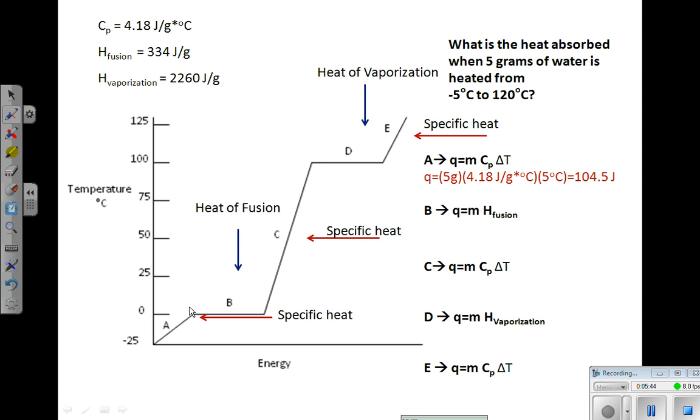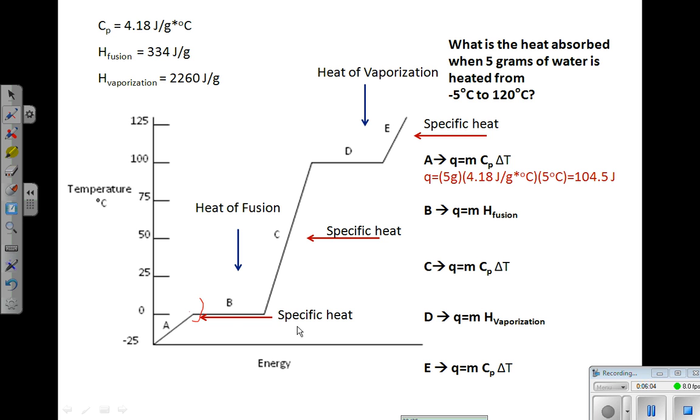All right, for A, from this section here, we need to plug in the numbers. Q is going to equal 5 grams times 4.18 joules per gram degrees Celsius times 5 degrees Celsius. We're going from -5 degrees to this point here, 0 degrees. And that will take 104.5 joules.